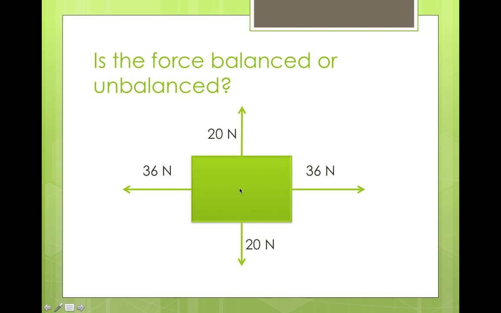Now, our last example, is the force balanced or unbalanced? If you guessed balanced, you are absolutely correct. Now, we do have different magnitudes of forces here, but if you look at their opposite forces, so we have 20 newtons going up and 20 newtons going down, those two are balanced. And if you look over here, we have 36 newtons to the left and 36 newtons to the right. Because the opposite forces are the same and in opposite directions, this is considered to be a balanced force.